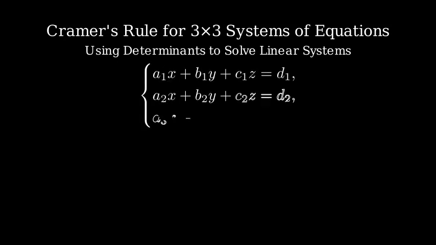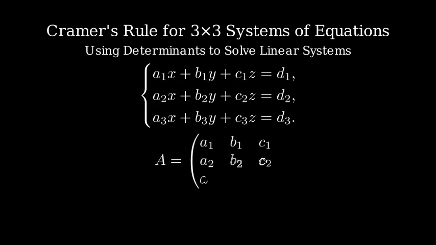Consider a general system with unknowns x, y, and z. Each equation is a linear combination of these variables equal to a constant. Here, a, b, and c represent the coefficients of x, y, and z respectively, while d represents the constants on the right side. Now, to apply Cramer's rule, we first need to form the coefficient matrix.